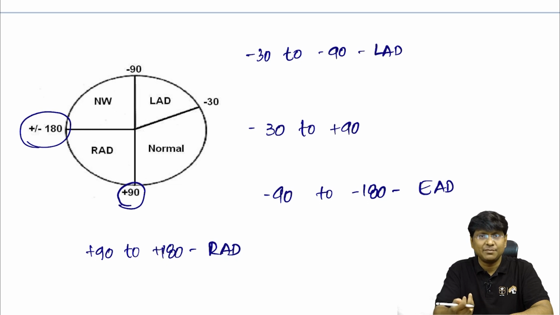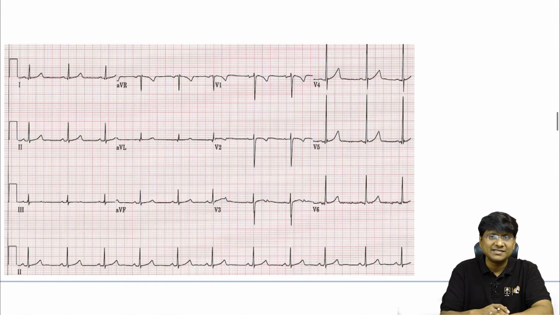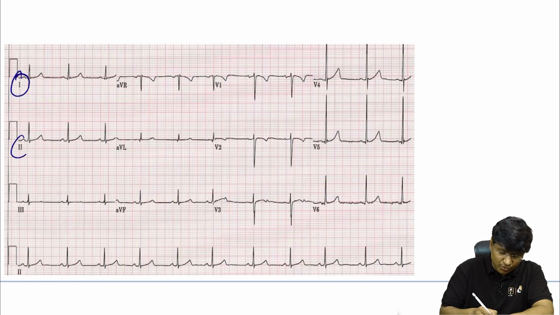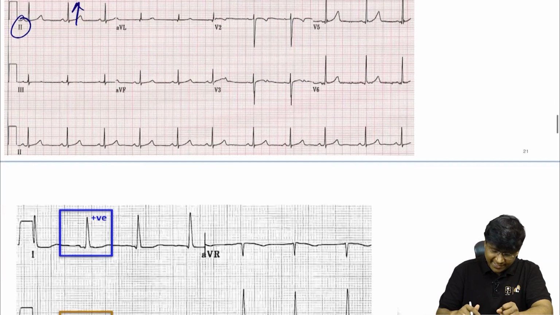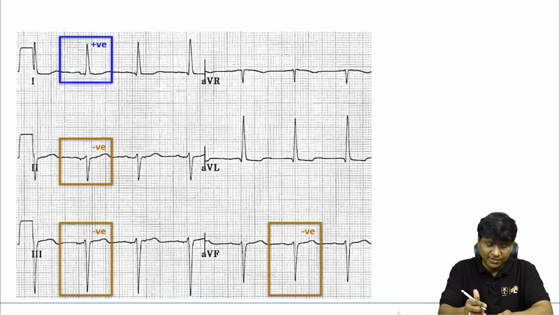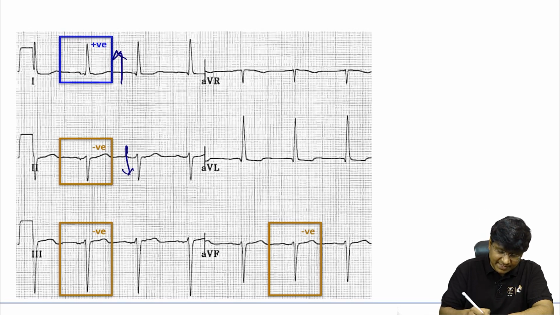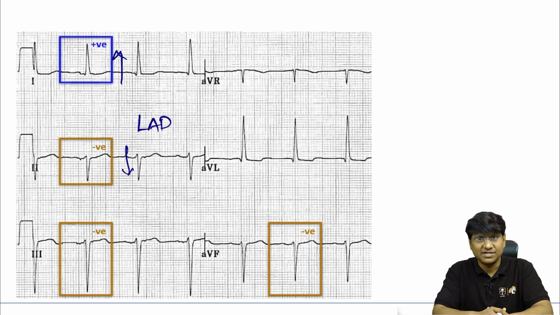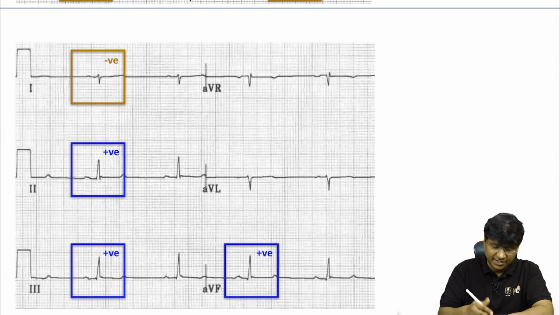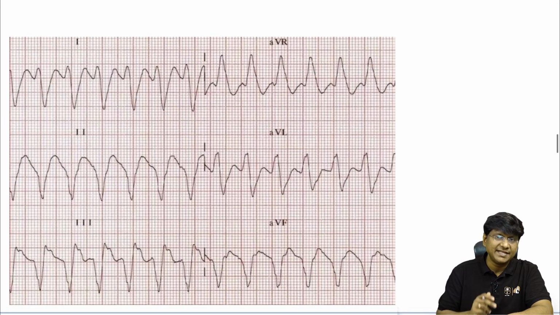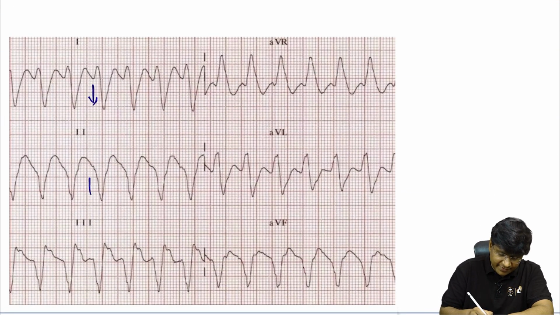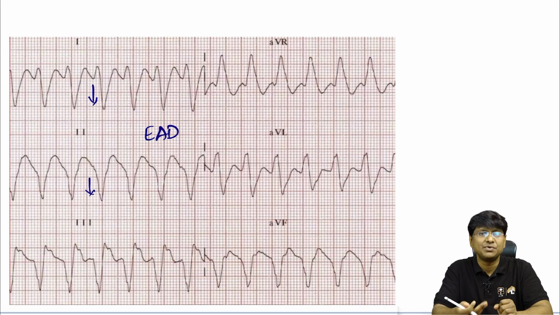Now how will you determine the same within the ECG given to you? In the ECG given to you, if lead 1 and lead 2 are both positive, this is considered the normal axis, right? Whereas if lead 1 is positive and lead 2 is negative, this is left axis deviation. If lead 1 is negative and lead 2 is positive, this is considered right axis deviation. Then if lead 1 is negative and lead 2 is also negative, we call it extreme axis deviation, right? So this is how you will determine the axis.